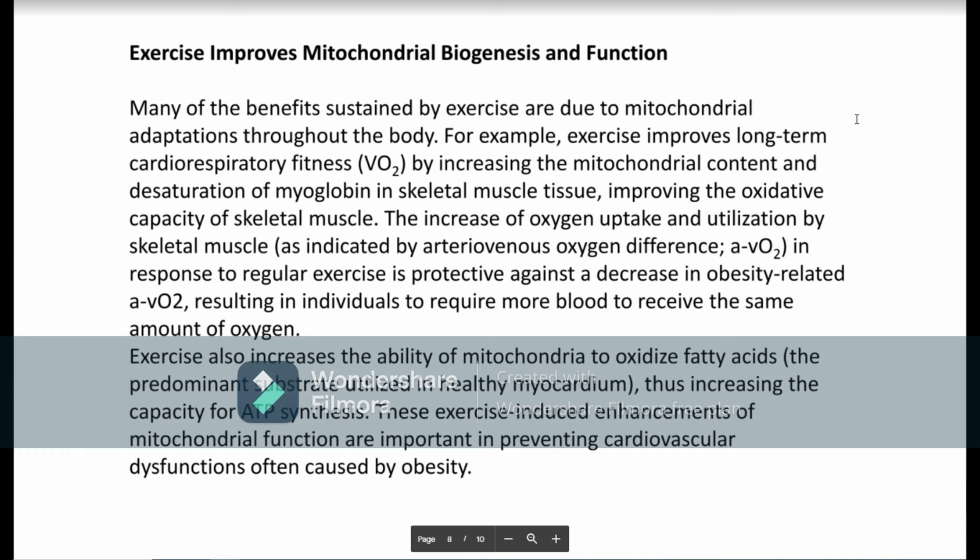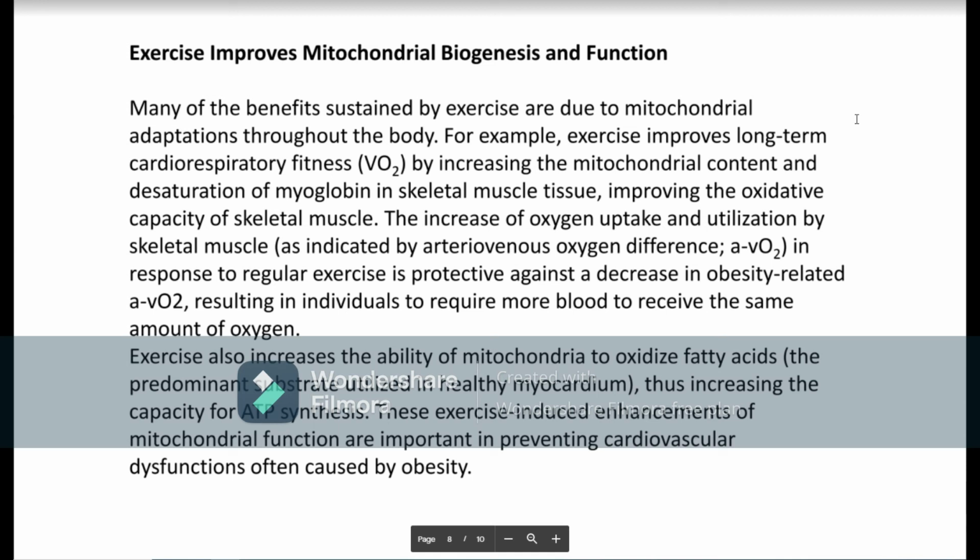Exercise improves mitochondrial biogenesis and function. Many of the benefits sustained by exercise are due to mitochondrial adaptations throughout the whole body. For example, exercise improves long-term cardiorespiratory fitness, called VO2, or volume of oxygen uptake, by increasing the mitochondrial content and desaturation of myoglobin in skeletal muscle tissue, improving the oxidative capacity of skeletal muscle. The increase of oxygen uptake and utilization by skeletal muscle, as indicated by arteriovenous oxygen difference, in response to regular exercise, is protective against a decrease in obesity-related arteriovenous oxygen difference, which results in individuals requiring more blood to receive the same amount of oxygen.